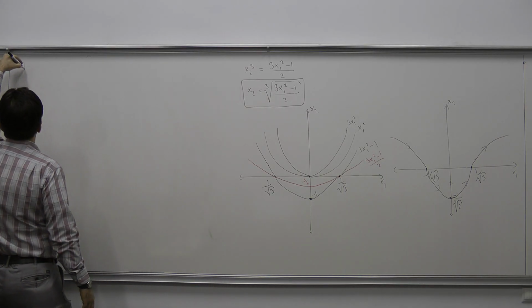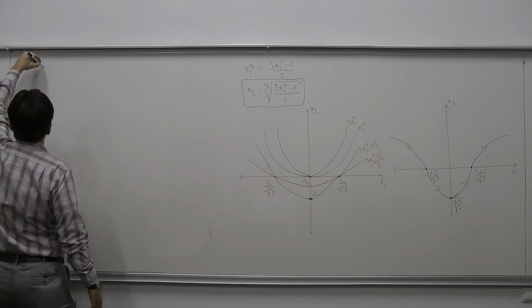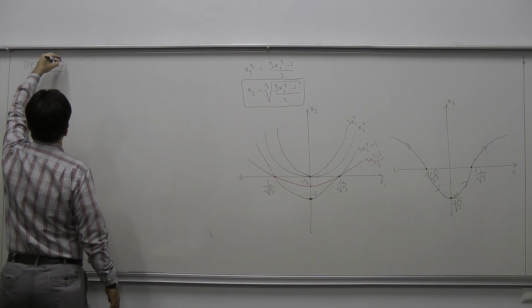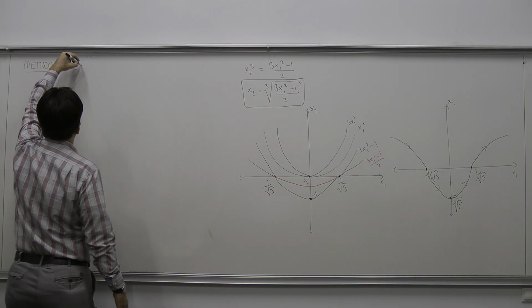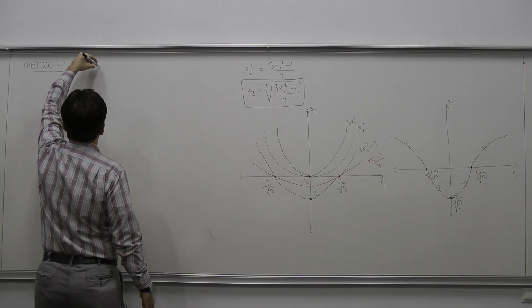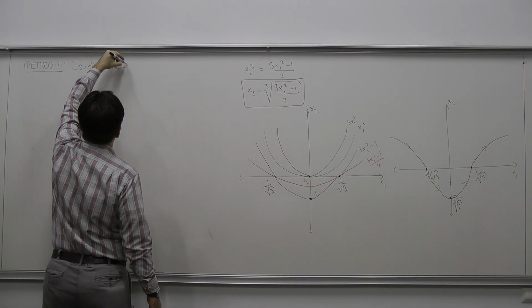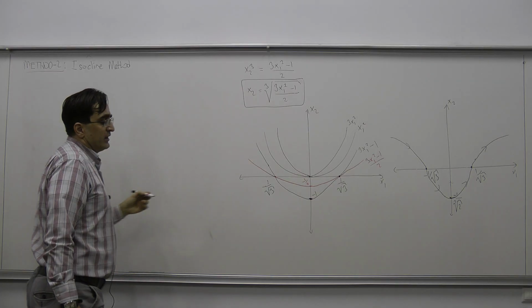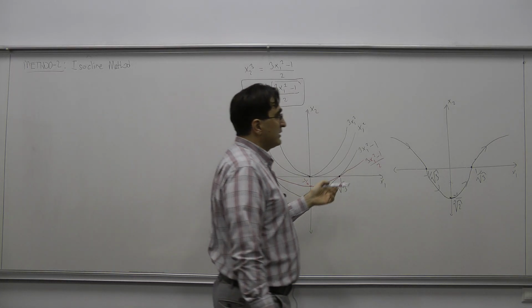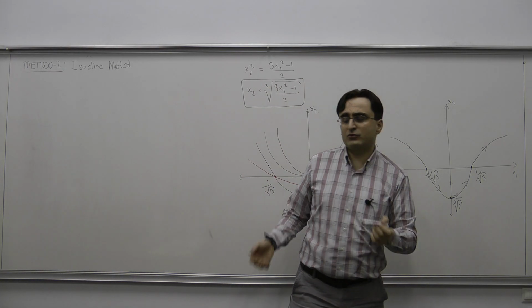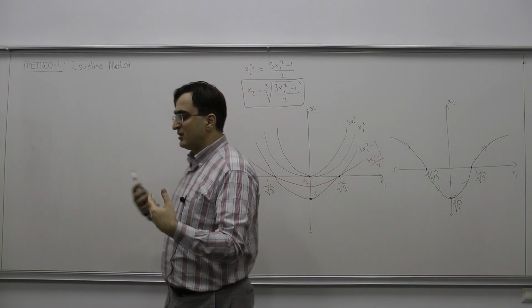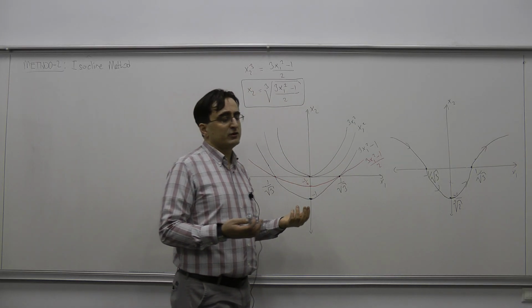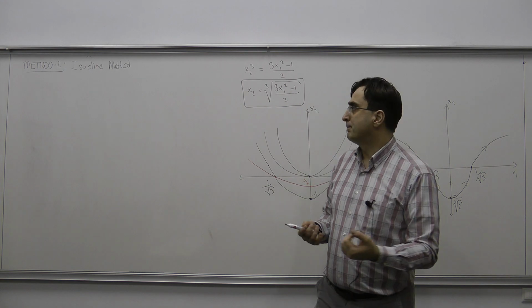So method 2 is as follows. This has a specific name in the literature. This is called the Isocline method. And it's not only useful for extracting a single trajectory like this, it is useful for extracting or drawing multiple trajectories of the system at the same time.